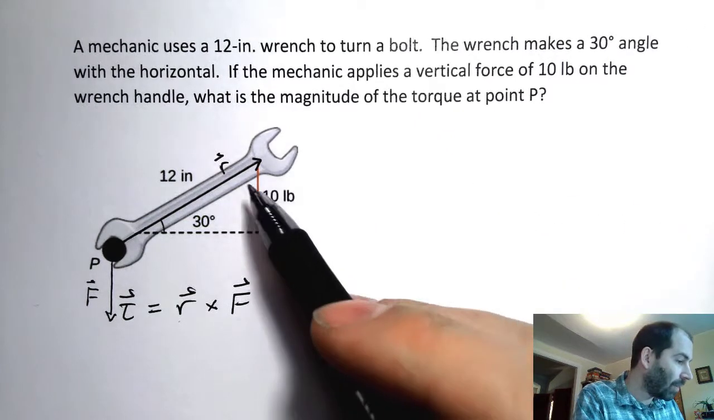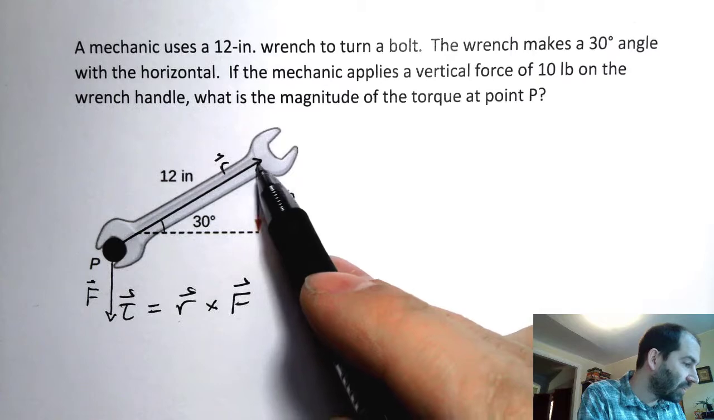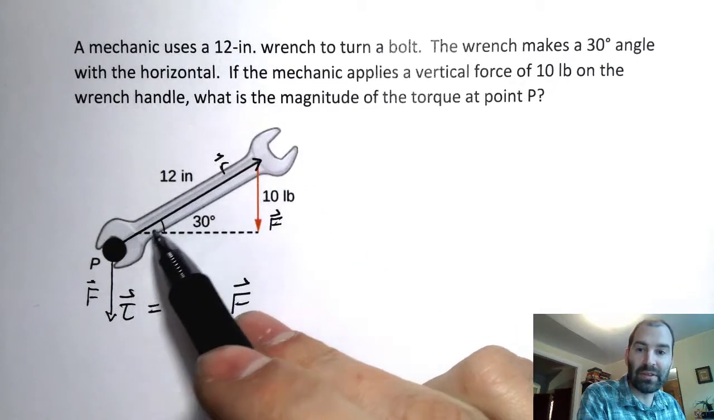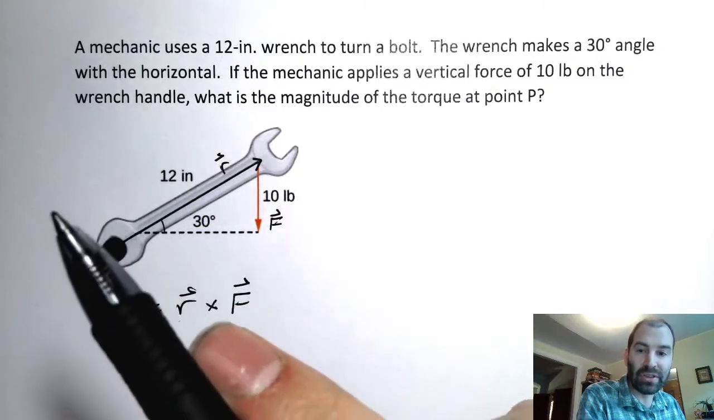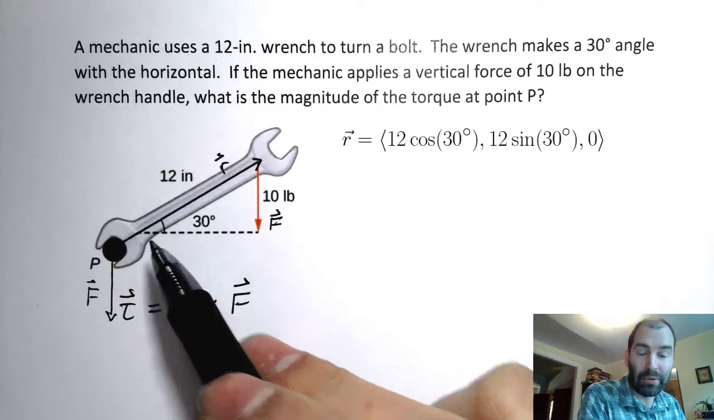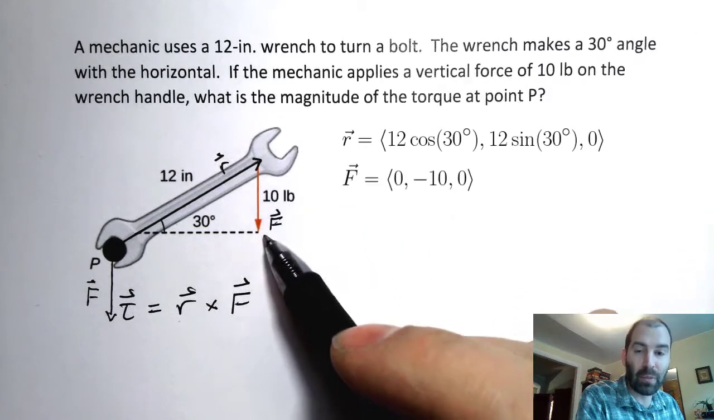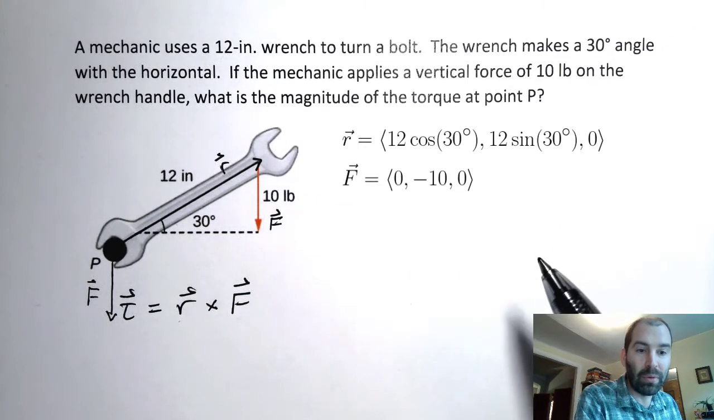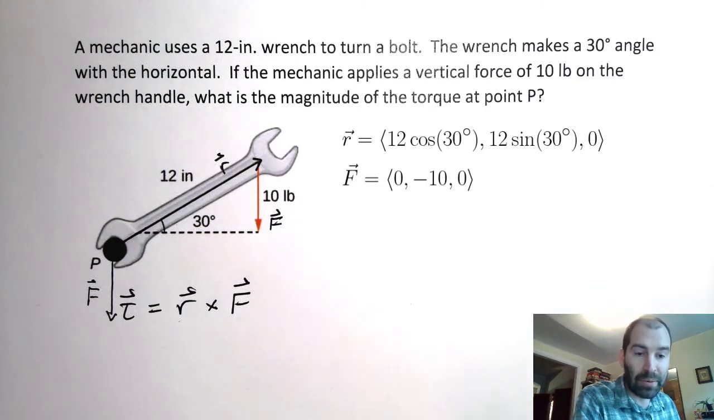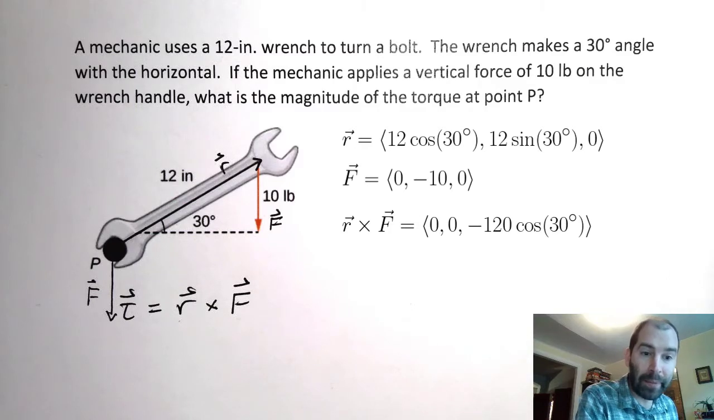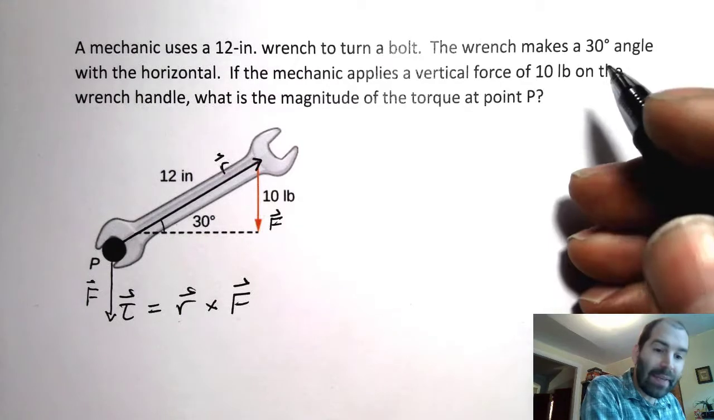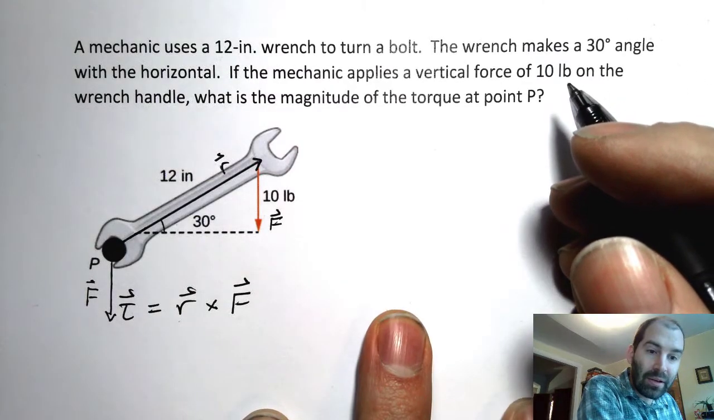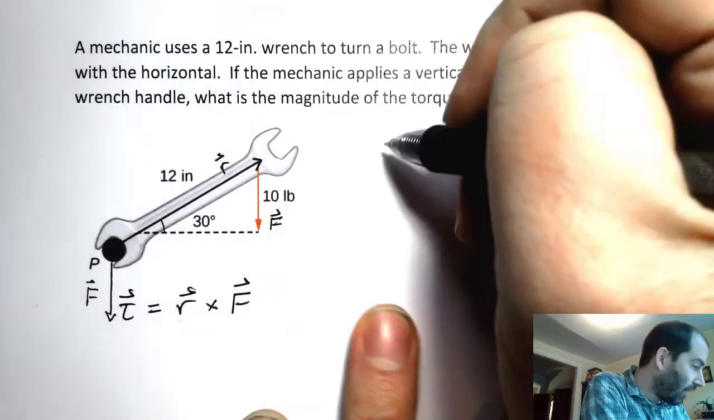So we can write down the components of this vector, its x and y components, using the information that's given, and the z component coming out of the page would be 0. The same thing with F: we could find its x and y components, and its z component would be 0. So we could write down three-dimensional vectors and use the cross product formula to compute the cross product that way. However, there is a more useful formula for us here, and that is the one that describes how we can get the magnitude of the cross product.